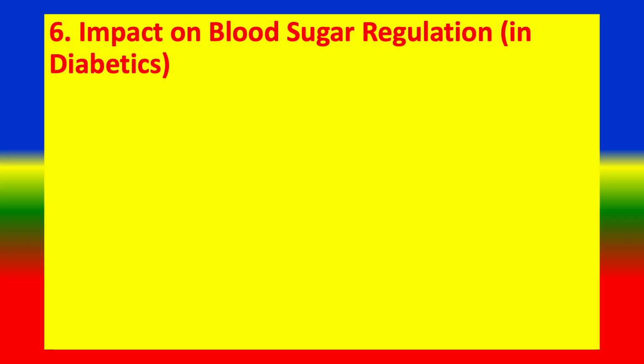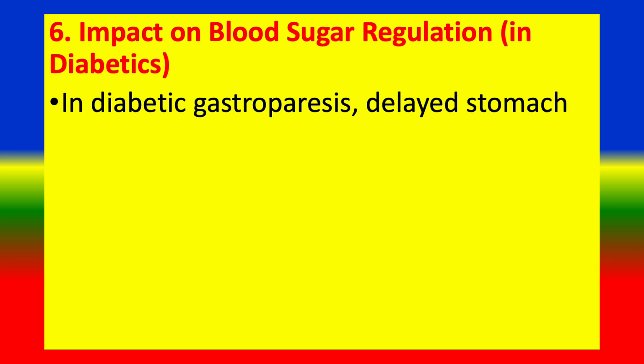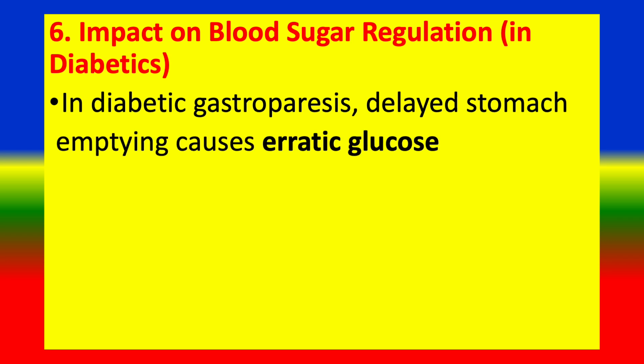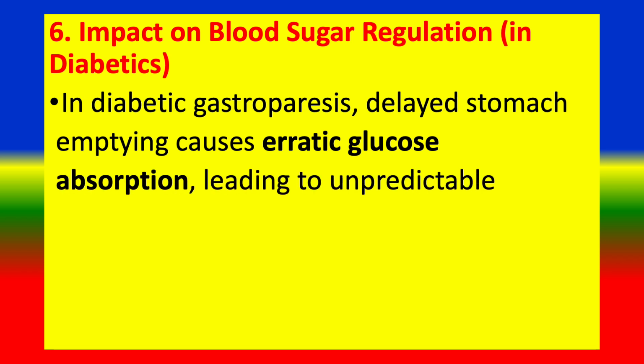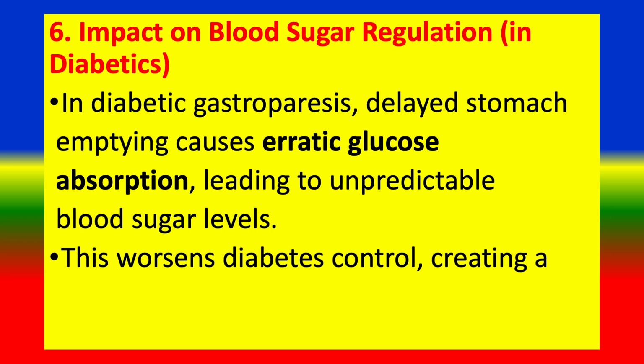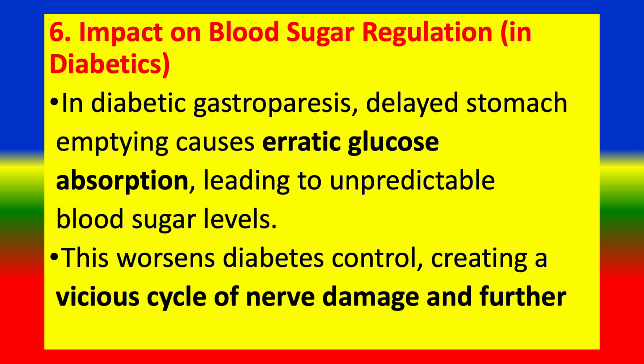6. Impact on blood sugar regulation in diabetes. In diabetic gastroparesis, delayed stomach emptying causes erratic glucose absorption, leading to unpredictable blood sugar levels. This worsens diabetes control, creating a vicious cycle of nerve damage and further gastric motility issues.